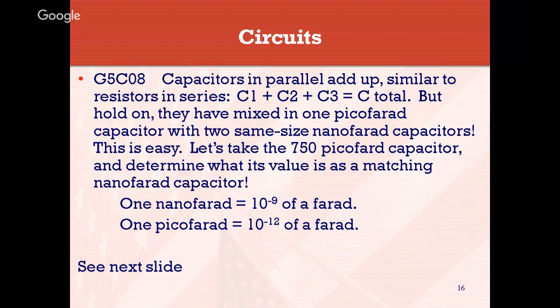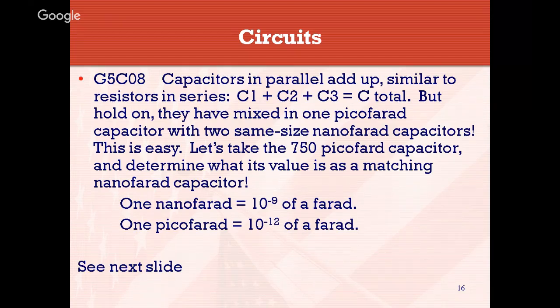Capacitors are a little bit different. Capacitors in parallel add up, similar to resistors in series. So if you have a certain amount of capacitance per capacitor and they're in parallel, you're going to add those values up the same way you would add the values of resistors in series. So C1 plus C2 plus C3 equals total capacitance.